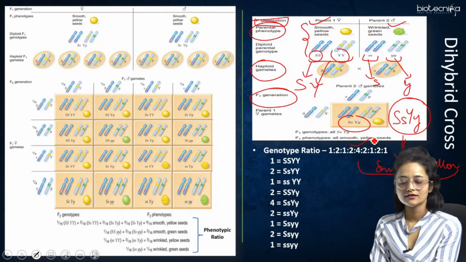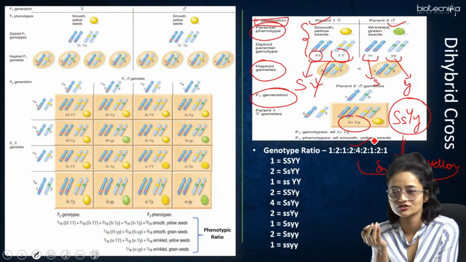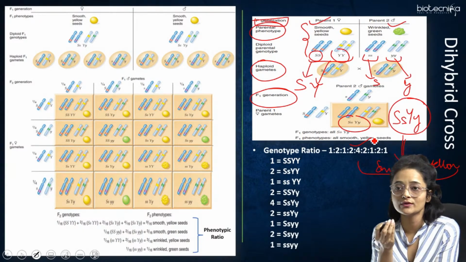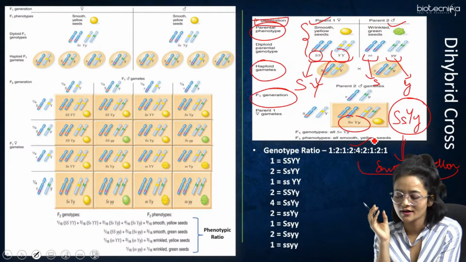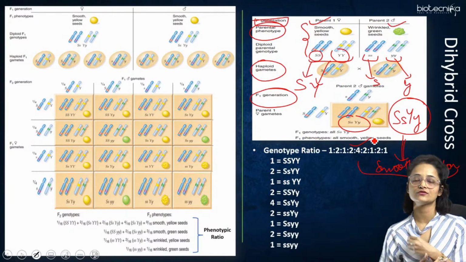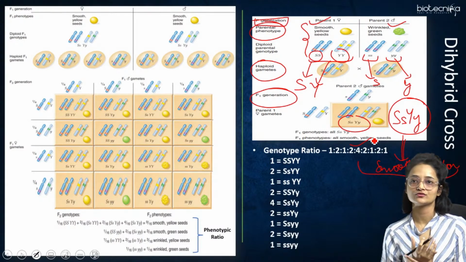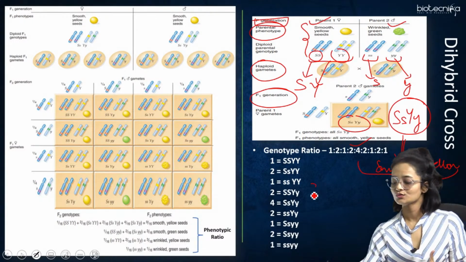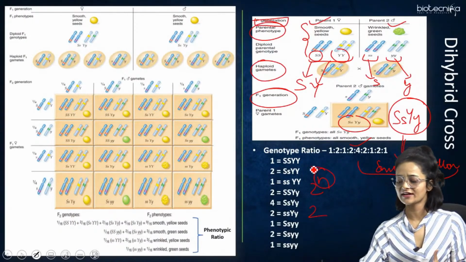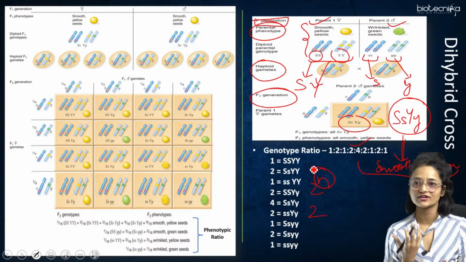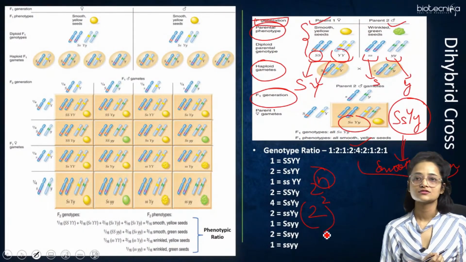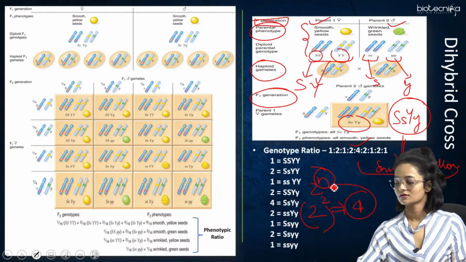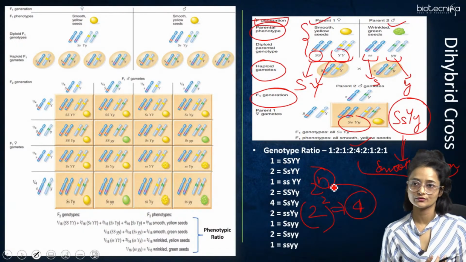This is the F1 generation. After the F1 generation is formed, we do the selfing of this F1 generation and F2 progeny would be produced. Now, how many genotypes or gametes would be produced here? For that, there is a simple formula, 2 to the power n, where n denotes the number of traits that we have taken. Since here we have taken 2 traits, seed color and seed shape, it is 2 squared, so there would be 4 different gametes, right?